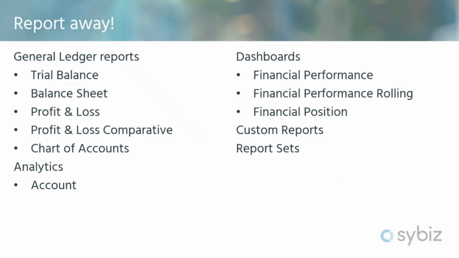So the reports available are obviously your trial balance, balance sheet, P&L, and your comparative P&L that we had a look at before, and then the chart of accounts is there. You may wish to export that to make it easy for those updating your child databases with the chart of accounts from the consolidated company. You've got your account analytic as well, your 3 general ledger dashboards, and of course you've got your custom reports and report sets available to you as part of that process.